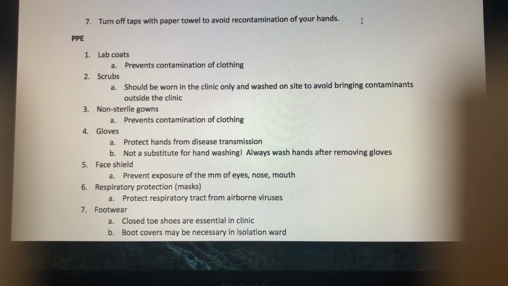Gloves. Gloves protect hands from disease transmission, but they are not a substitute for hand washing. Anytime you've worn gloves, when you take those gloves off, you have to go wash your hands. So we aren't wearing gloves to avoid having to wash our hands as much. We're just giving our hands that extra layer of protection against whatever gross thing we're doing, and then we're removing that disgusting layer of protection and throwing it out, and then we're going to wash our hands.